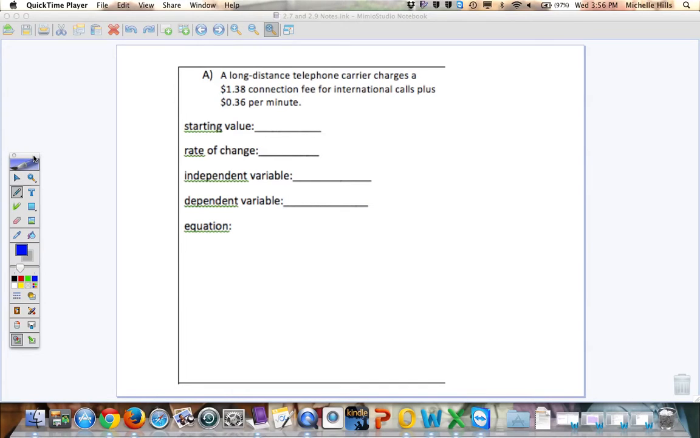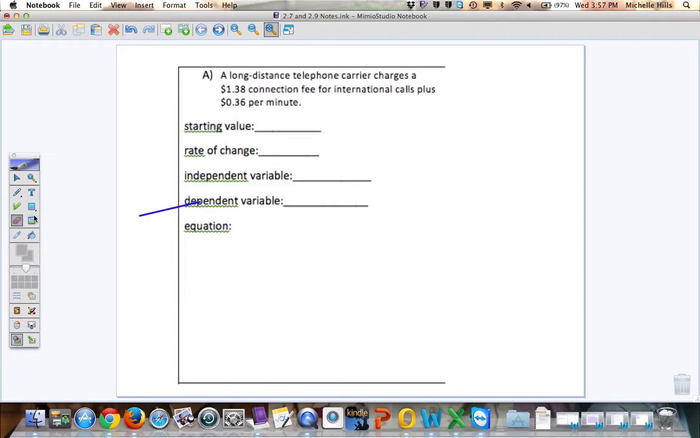Two learning targets. The approaching standard part of this work is learning target 2.7. And that's just being able to look at a problem like this and pick out the starting value and the rate of change. Be careful. Sometimes they give you more information than you actually need.